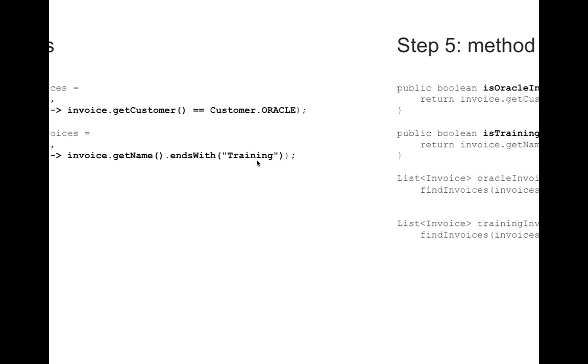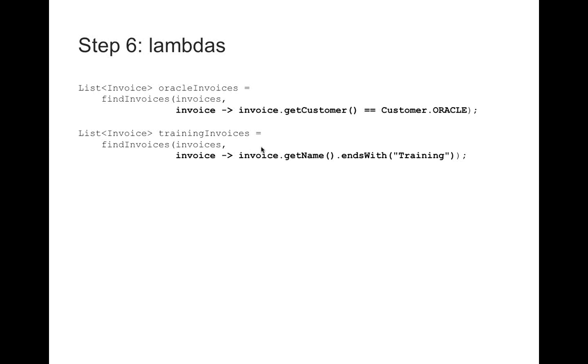So this is what lambda expressions are for. So in this case here, we pass a lambda expression as an argument to find invoices. Make sure that it's from customer Oracle. And the second case, given an invoice, make sure it's related to training. And by the way, if you're wondering why there is no parameter type in this lambda expression, it's because Java 8 has a type inference mechanism. So we don't have to say that the invoice parameter is actually of type invoice. Java 8 can figure it out for us.